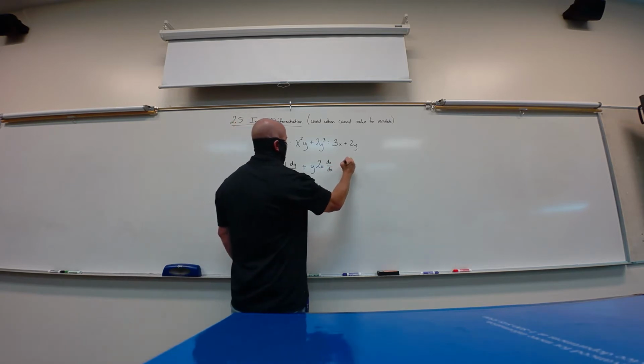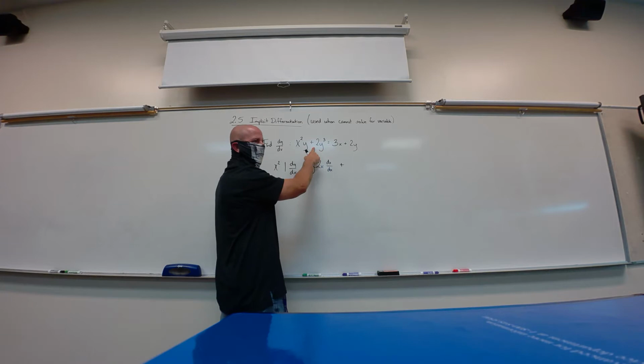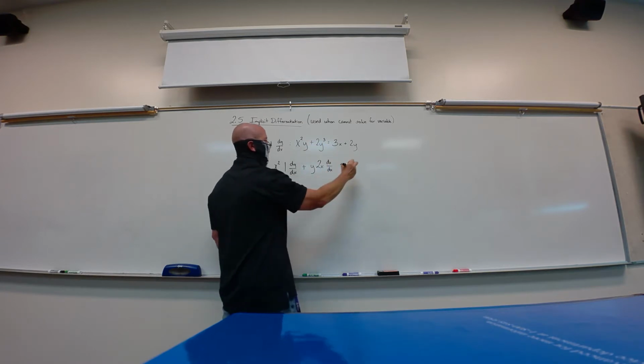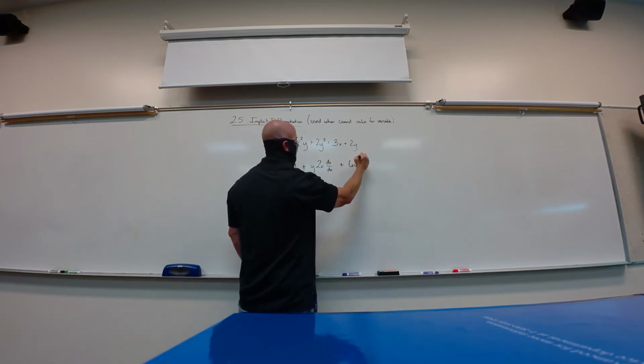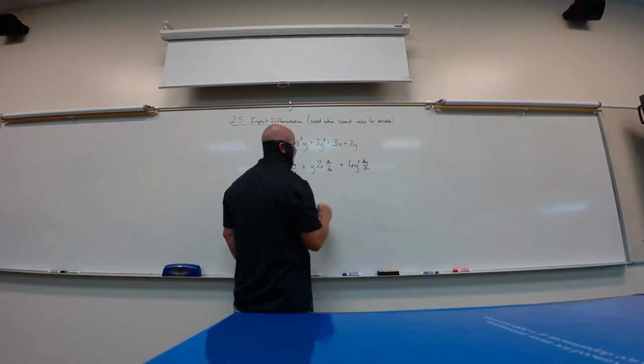Plus, now we're looking at this guy. That's a power rule. So there's no new rules here. Same power rule. 6y squared dy/dx.